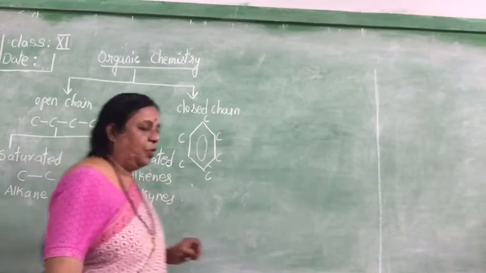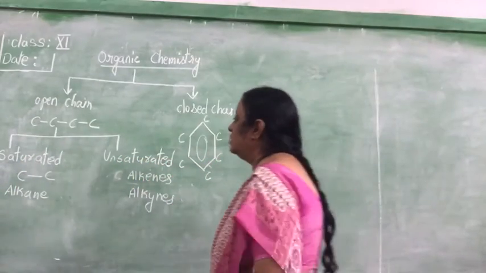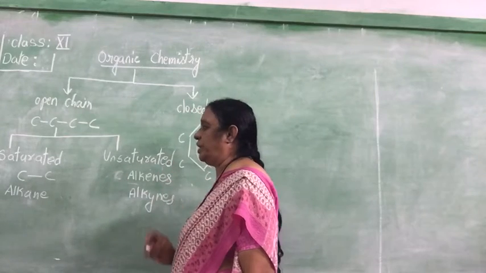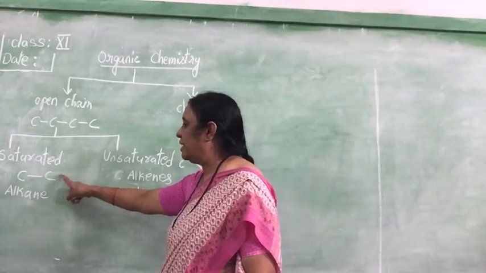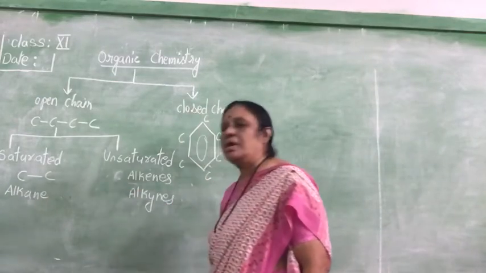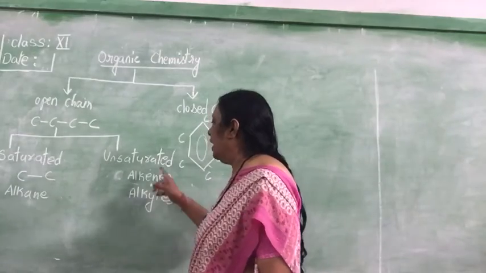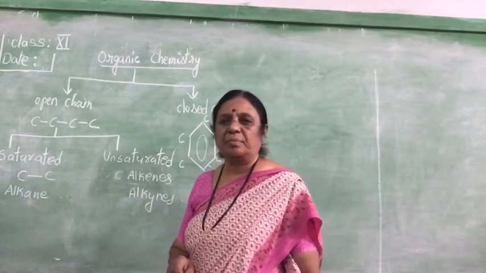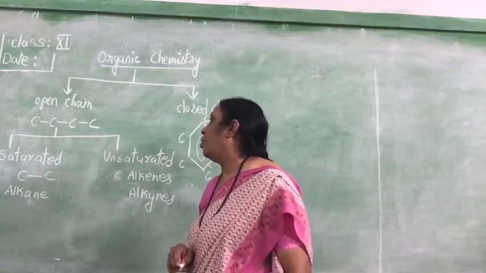Okay, children? Open chain compounds are classified into 2 types. What are they? Saturated and unsaturated. Saturated compounds have a single bond between the carbon atoms. They are also known as alkanes. Unsaturated compounds are those compounds that have a double bond or a triple bond.